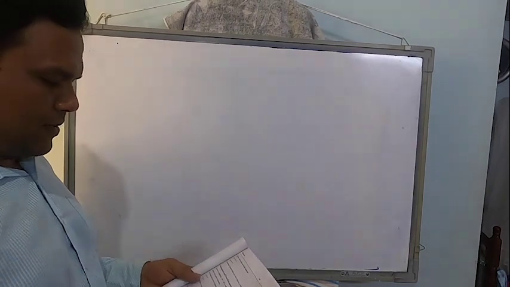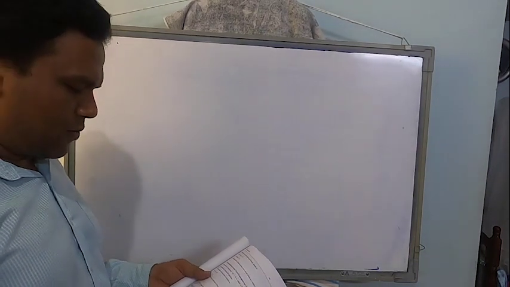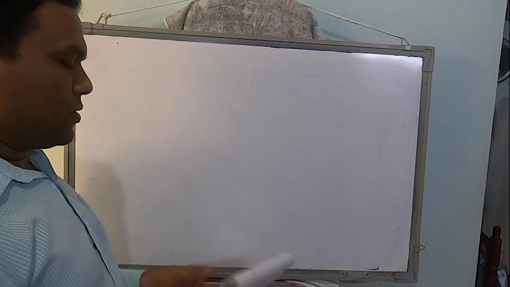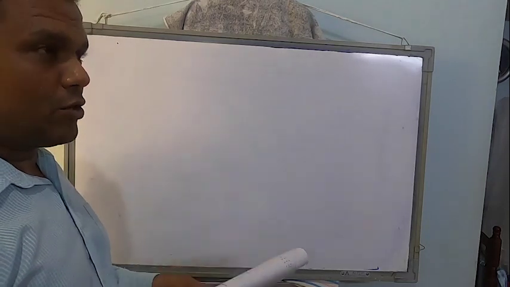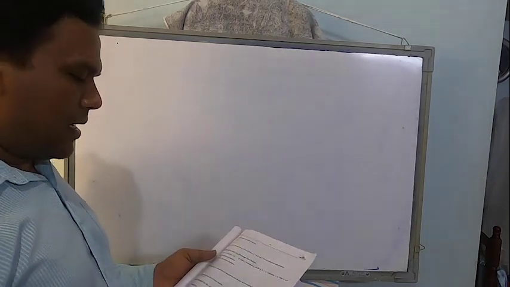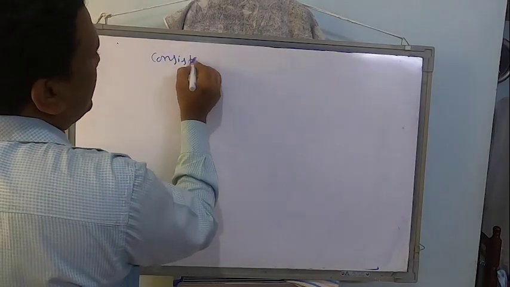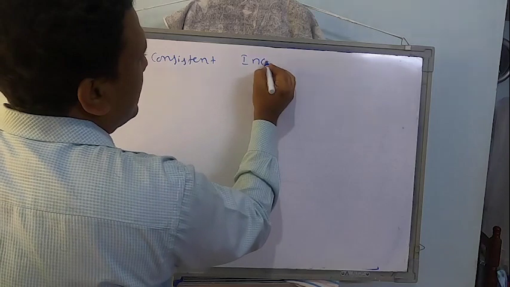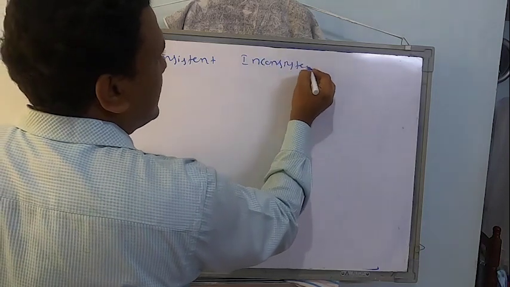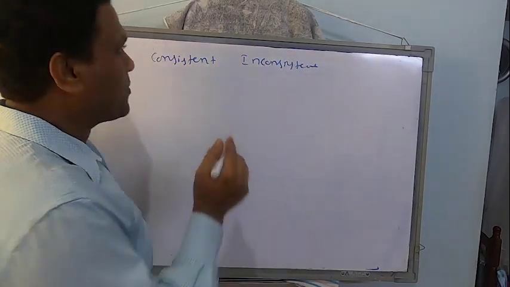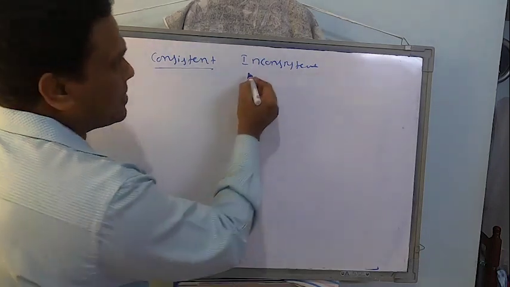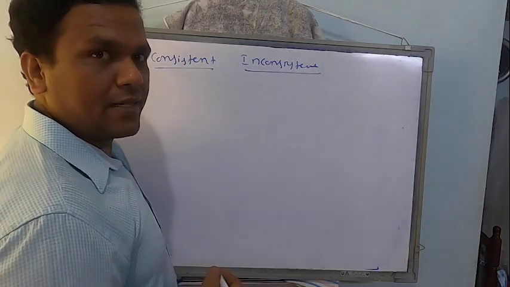Now before that, there is something which I want to explain. What is the procedure exactly going to be? There is something called consistent and inconsistent. Given a system of equations, there are two things which are possible: the given system can be consistent, or the given system can be inconsistent.